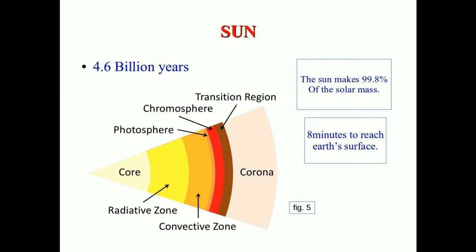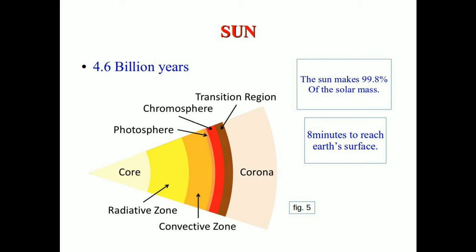Nuclear fusion occurs in this core region and leads to the release of enormous amounts of energy that makes the Sun shine. The temperature of this zone is about 15.7 million Kelvin.